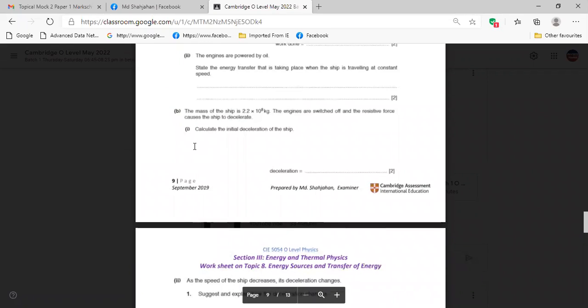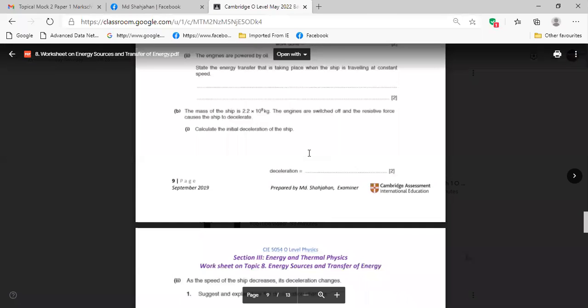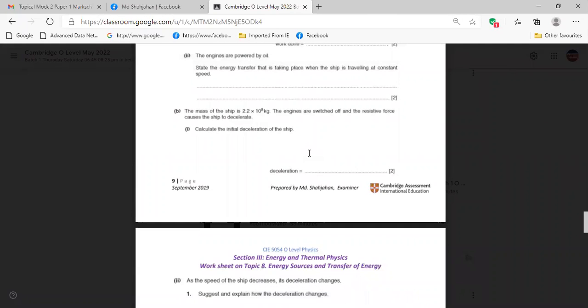Okay, so B1 you have, right? Calculate the deceleration. So what is the value of deceleration? 0.01273. Yeah, 0.01273. That means you can write 0.013, right? Meter per second square, if you take in two significant figures.